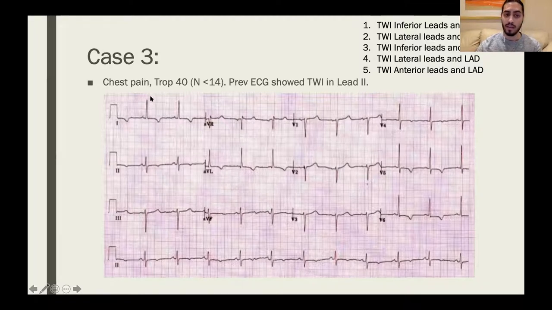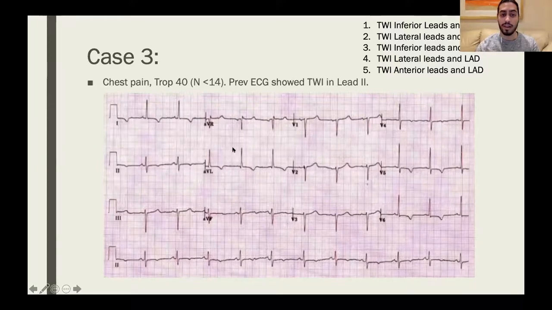Axis. Again, we have lead 1 with a positive deflection, lead 3 with a large negative deflection. And if you like aVF, also a negative deflection there. That's left axis deviation. The leads are leaving each other. Looking at it systematically, P waves seem normal morphology. No changes there all over the ECG. PR segment doesn't seem too lengthened. QRS complexes don't seem broadened at all. They seem relatively normal. ST segment, do I see any ST elevation or depression? Not really, to be honest.